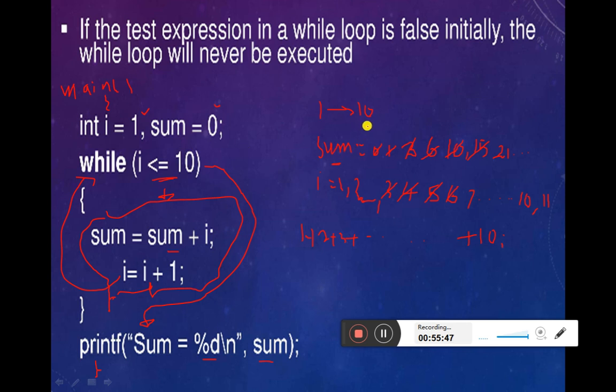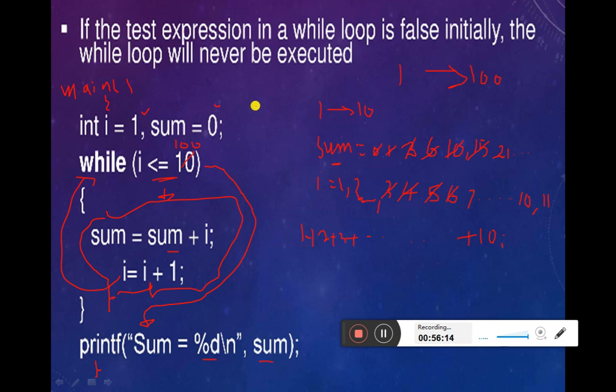10. Suppose if I want to find the sum of all the numbers between 1 to 100, what change do you have to make to the program? So I have to change just 1 thing. I should go up to 100. Means I should replace 10 by 100. Because I have to add 1, 2, 3, 4, 5, 6 up to 100.